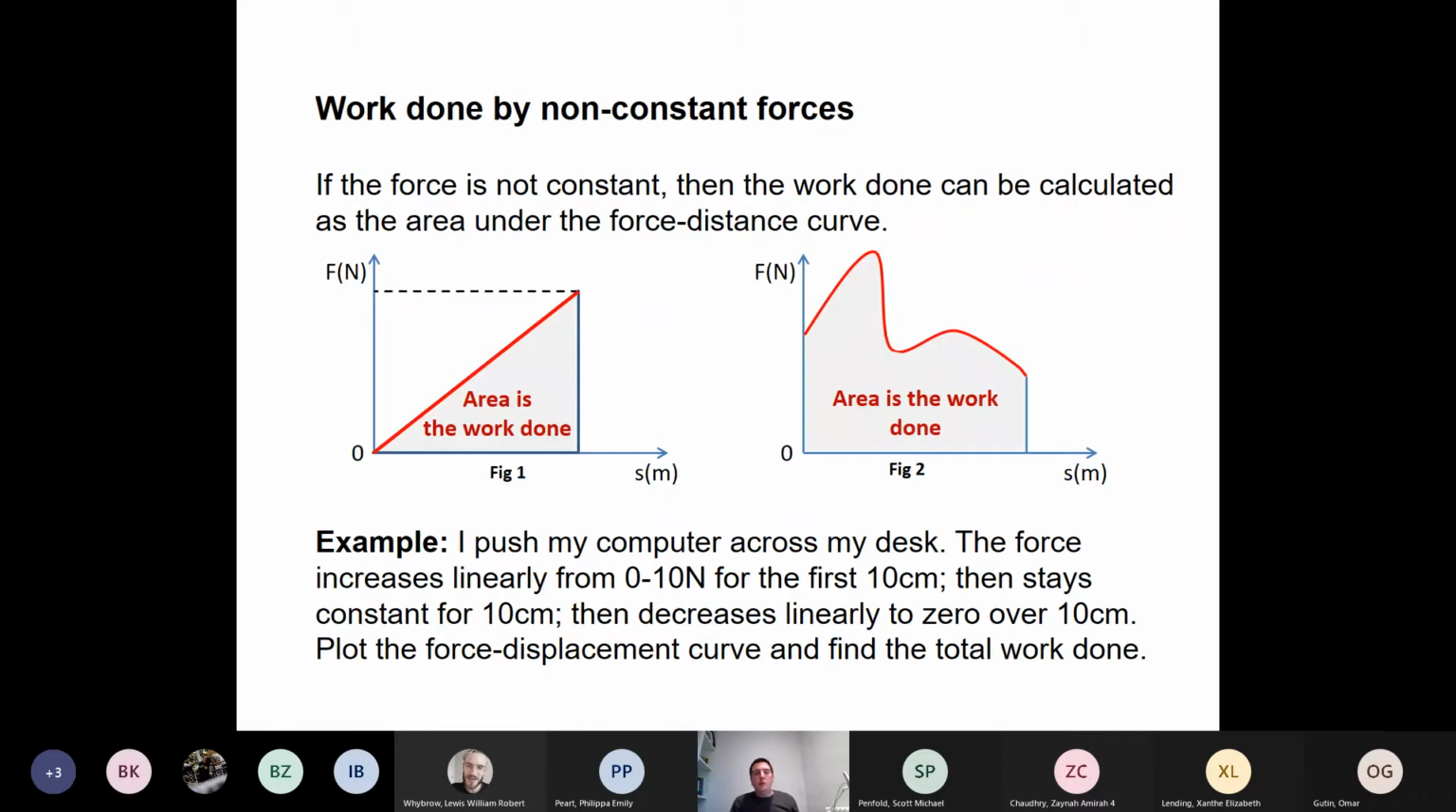Sometimes it's not as straightforward as saying this is what the force is, because sometimes we have forces that change. So here, for example, we've got a steadily increasing force, and here we've got a force which is some kind of complicated function that perhaps we don't even know quite what it is. In these cases, the work done is the area underneath a force distance plot. So that's something that we'll use a few times throughout your degrees.